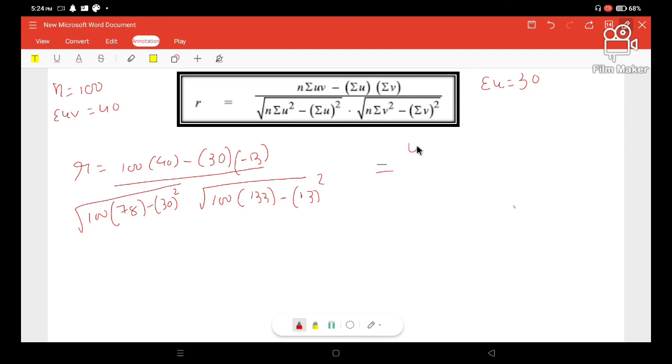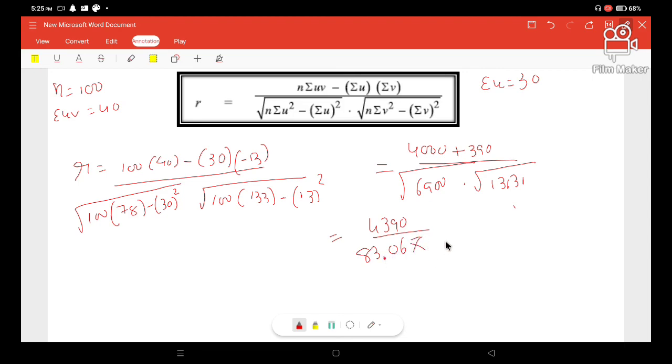Now after simplifying this, we will get 4000 plus 390, and under the root we'll get 6900 in the first bracket and 13,300 minus 169, which is 13,131, in the second bracket. That comes to 4390 divided by 83.06 multiplied by 114.60. So your final answer of correlation comes to 0.46.